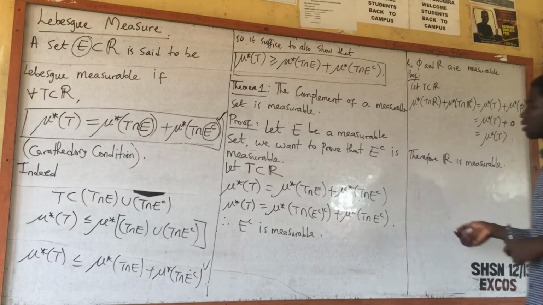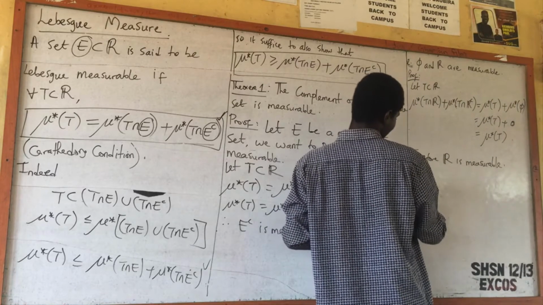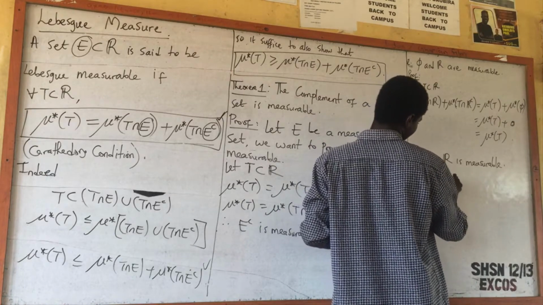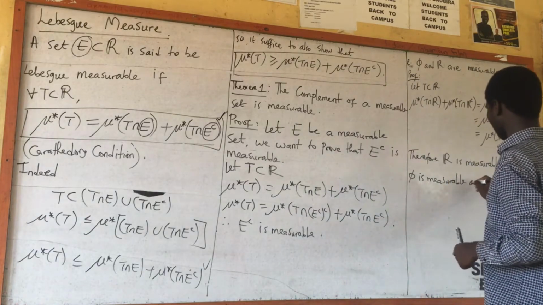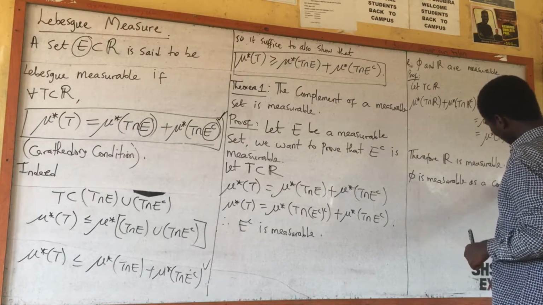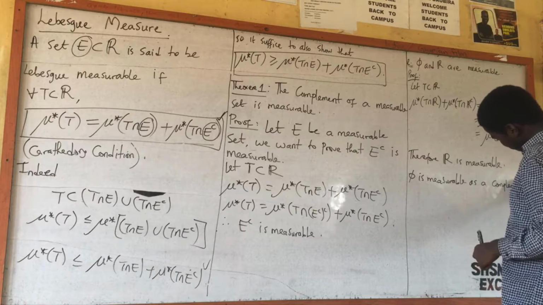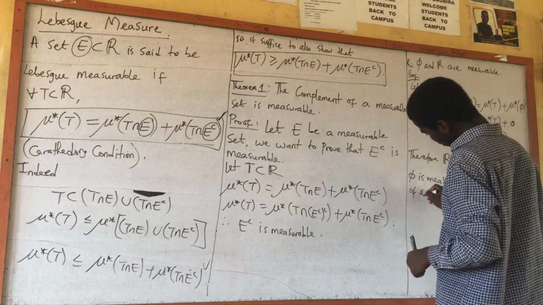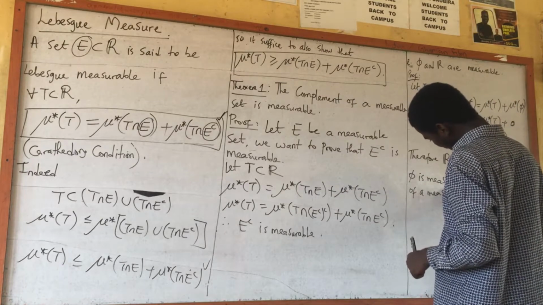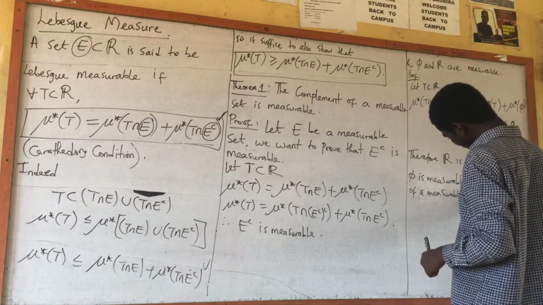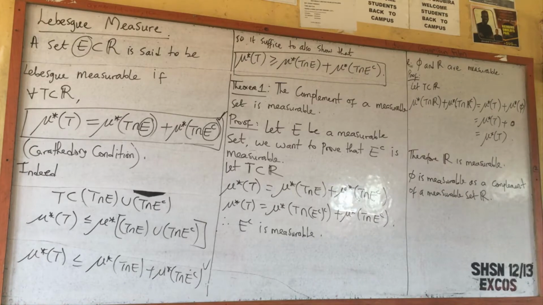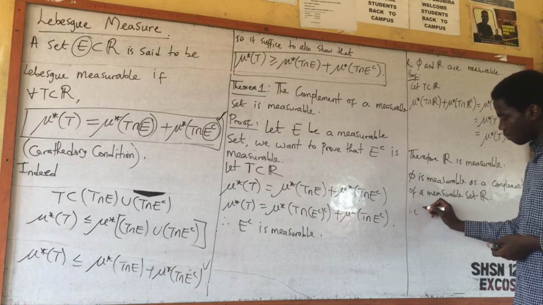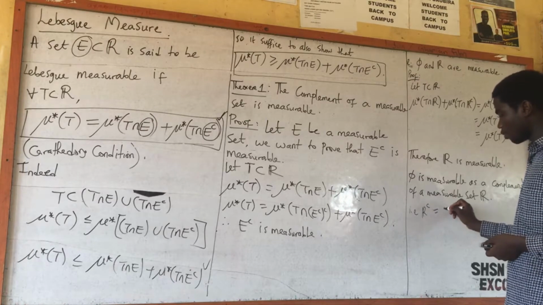And again, the empty set is measurable as a complement of a measurable set, as a complement of a measurable set R. So you can see, if you take the complement of R, you have the empty set.